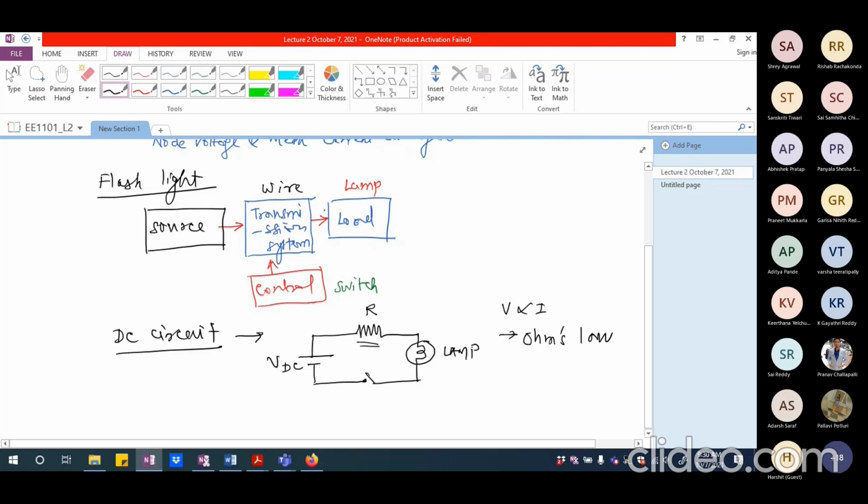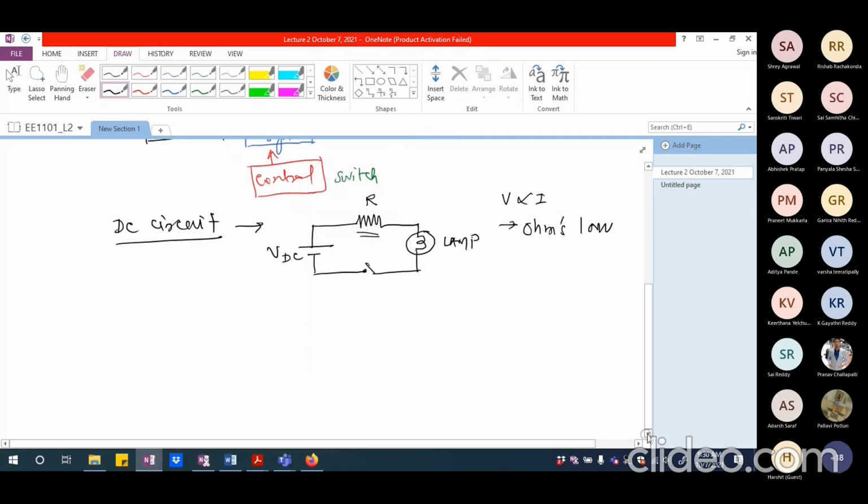Fine. Now, as long as the circuit is very, very simple like this, then it is very easy to calculate the current directly. It's not a problem. But if we are going to have series and parallel combinations of resistance, then I'm sure you guys know again.